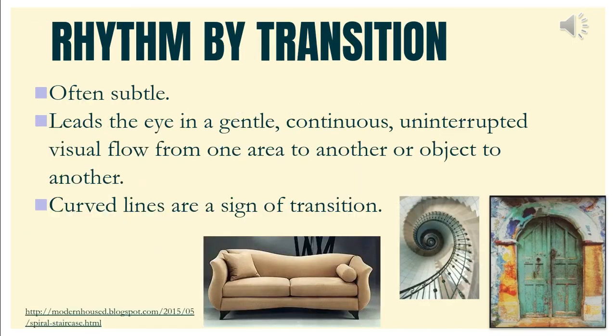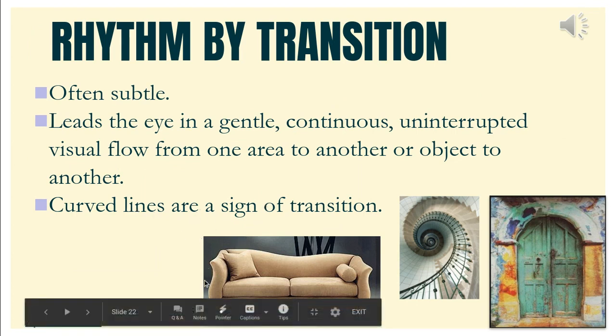We also see rhythm in transition. This is more subtle. It leads the eye in a very gentle, continuous, and uninterrupted visual flow from one area to another, or from one object to another. Curved lines are a sign of transition. So if you're looking at the sofa, we see the curved lines here, the curves here, the curves here. We see curves in here. We even see some curvy lines back here. These draw our eye to the side.